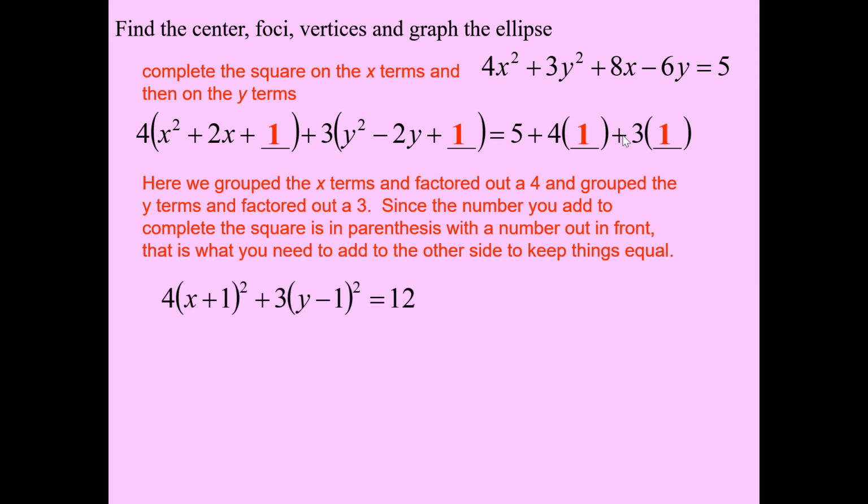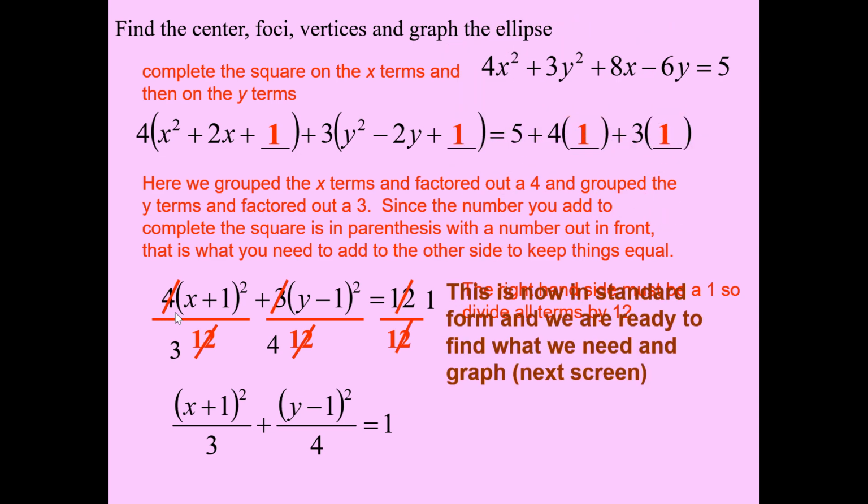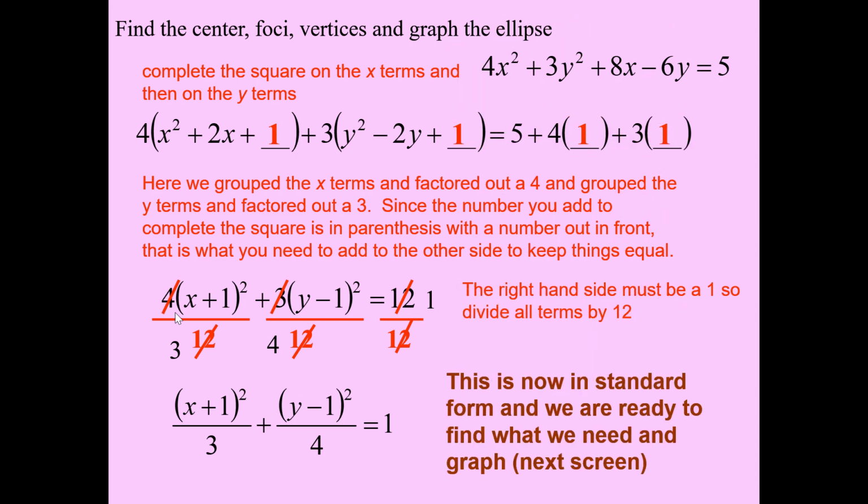Simplify it, put it in the factored form. So for it to be in standard form, we have to divide by 12. So I divide both sides by 12. And there we have the equation in standard form. Now we can find information from it and graph it.